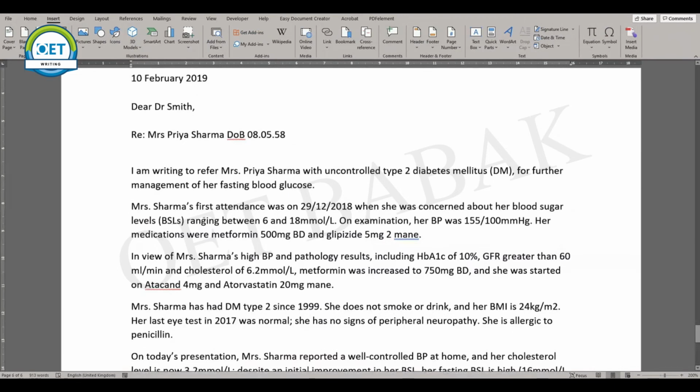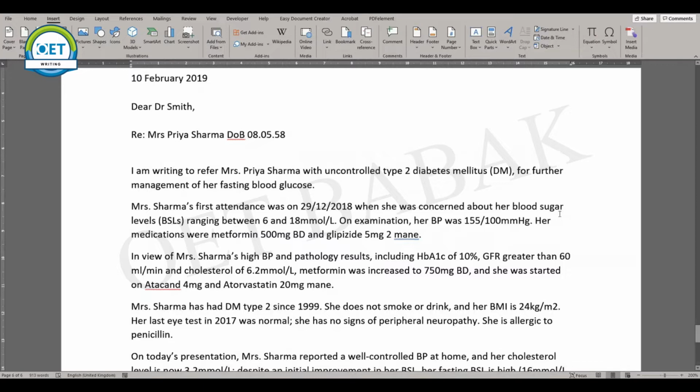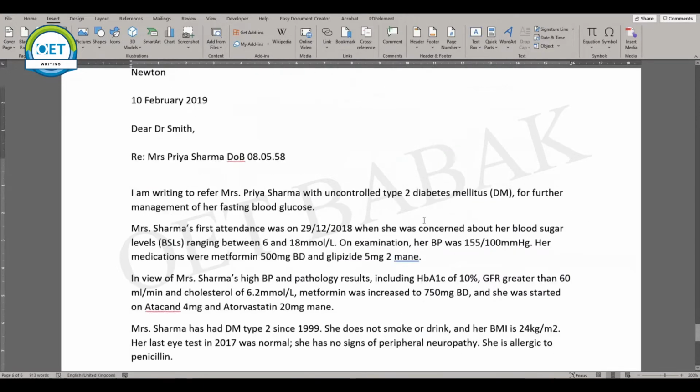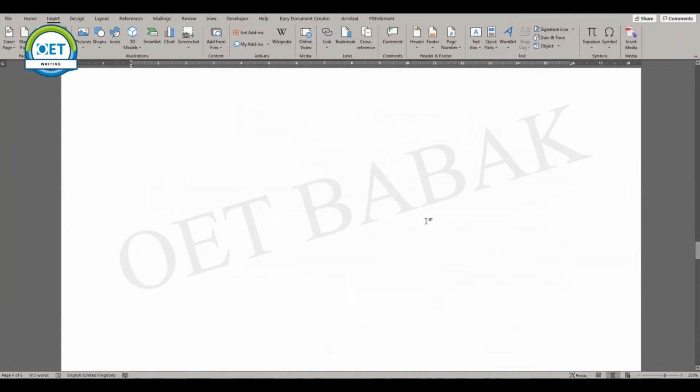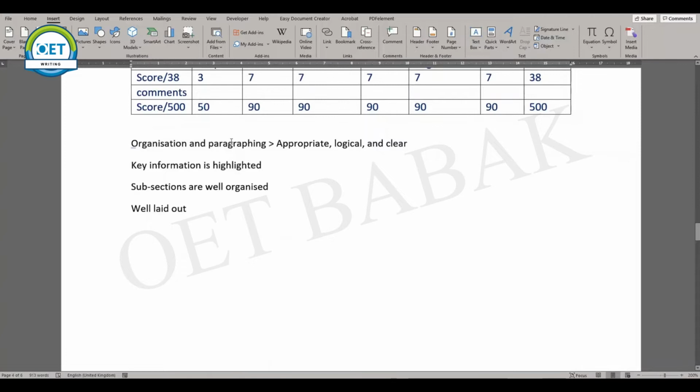We have 1, 2, 3, 4, 5, 6 paragraphs here. Okay, and now let's look at the paragraphing and see where it comes from. We say organization and paragraphing is appropriate, logical, clear. Let's first talk about the paragraphing.